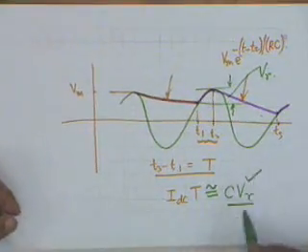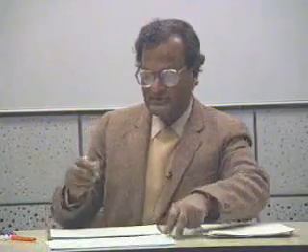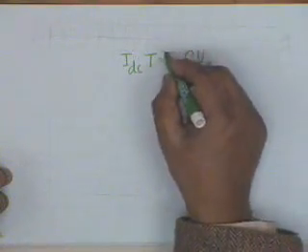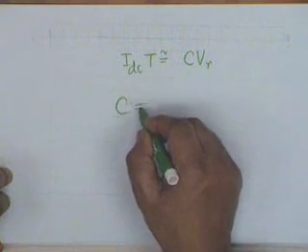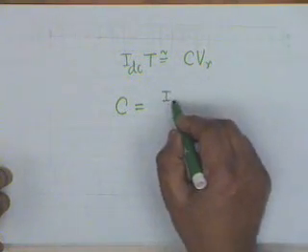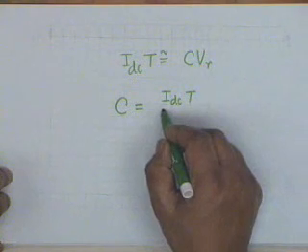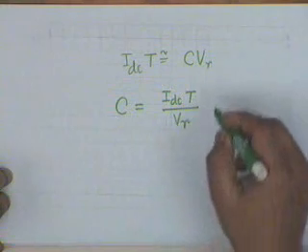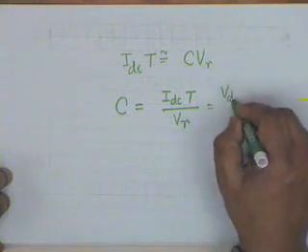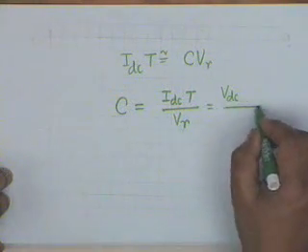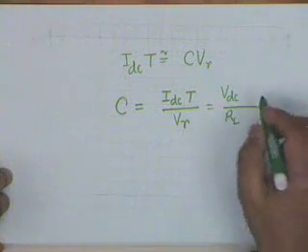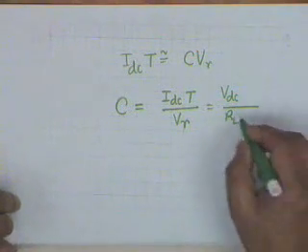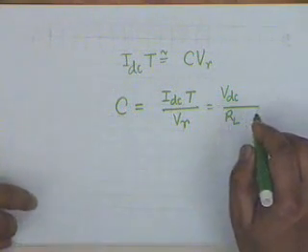And to get a certain ripple voltage VR, the relationship is that IDC T shall be equal to C VR approximately, and therefore the required value of C is given by IDC times T divided by VR. Alright. Now what is IDC? It is VDC divided by RL. And what is capital T in terms of frequency? Capital T is 1 by F.